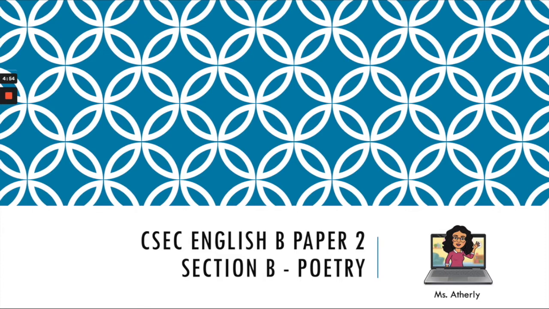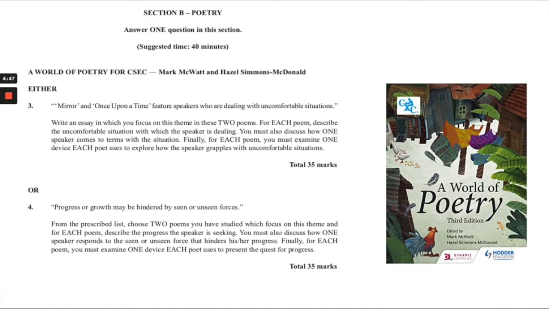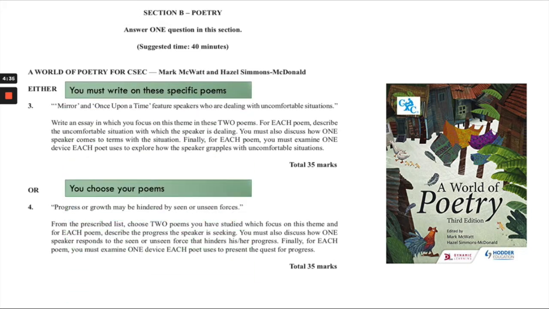Today, we will be focusing on another question from Section B. In my previous video, I explained the difference between question 3 and 4. In question 3, you are given two specific poems to write about, and in question 4, you are able to choose your own poems, but they must focus on the theme provided. Last week, we looked at a typical question 3, and we will be tackling a typical question 4 today.